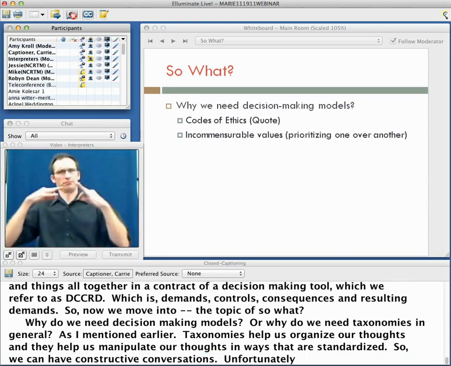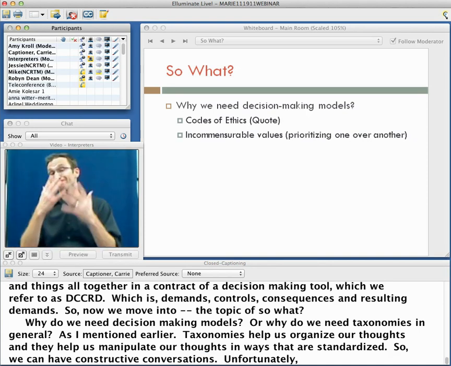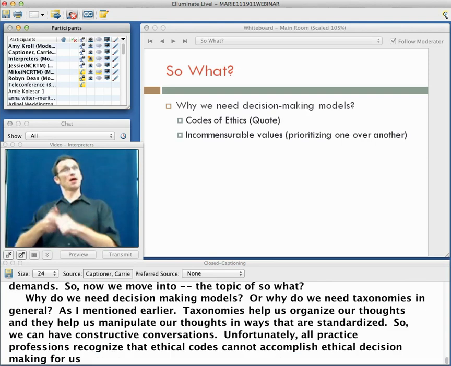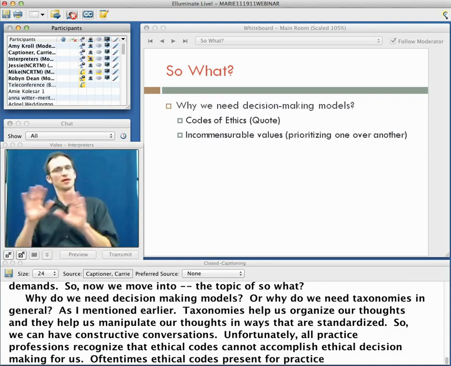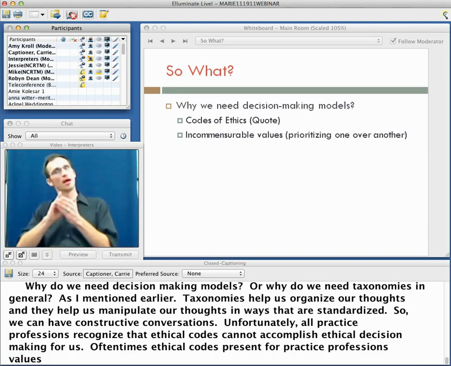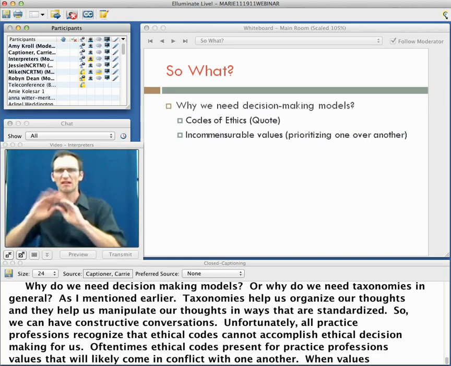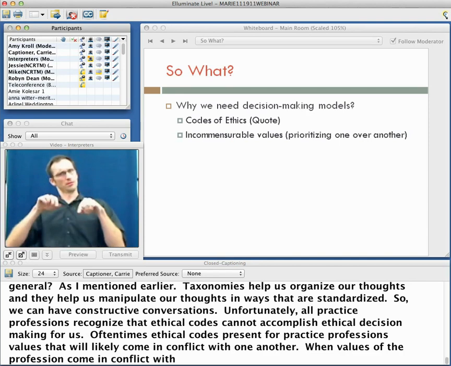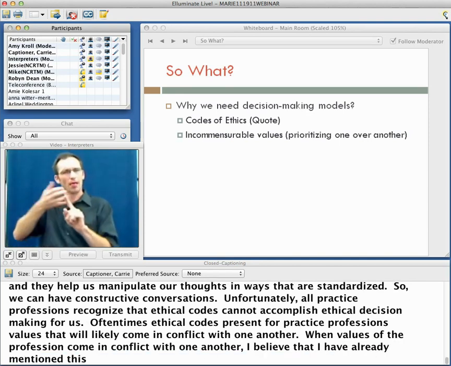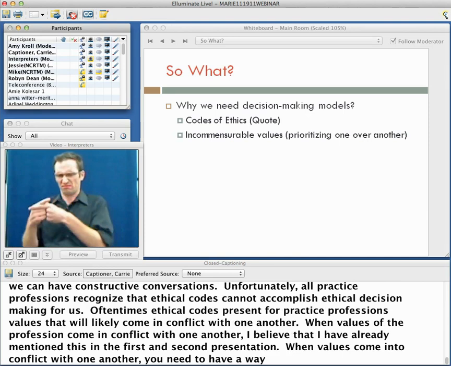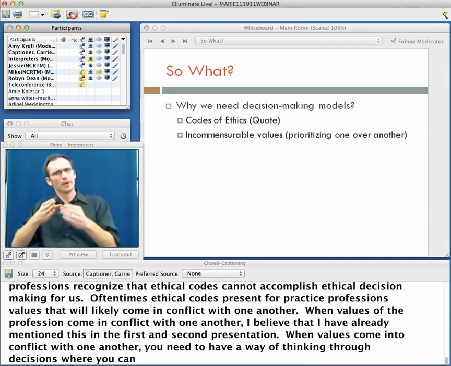Unfortunately, all practice professions recognize that ethical codes cannot accomplish ethical decision-making for us. Oftentimes, ethical codes present for practice professions values that will likely come in conflict with one another. And when values of the profession come in conflict with one another, and I believe I've already mentioned this in the first and second presentation, you need to have a way of thinking through decisions where you can, in essence, prioritize one demand over another and be able to justify that.